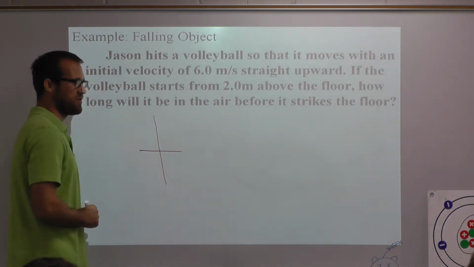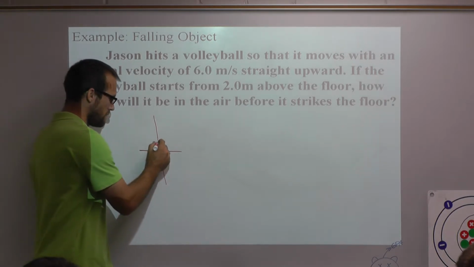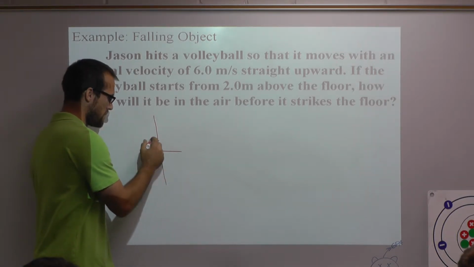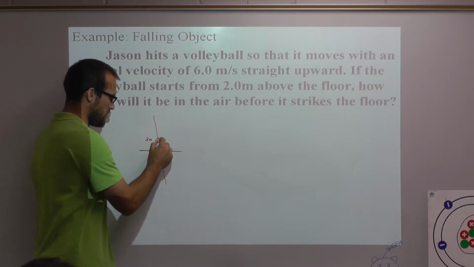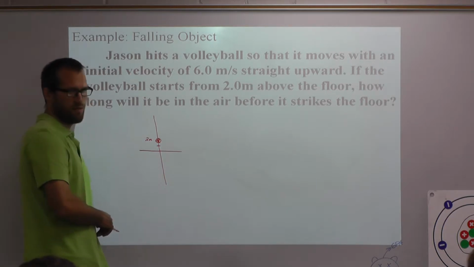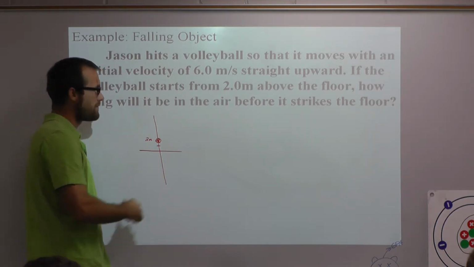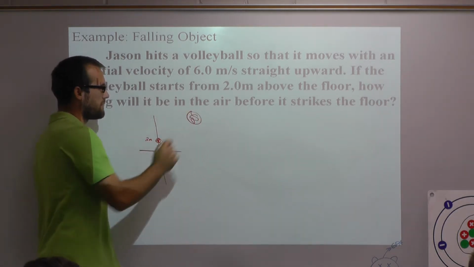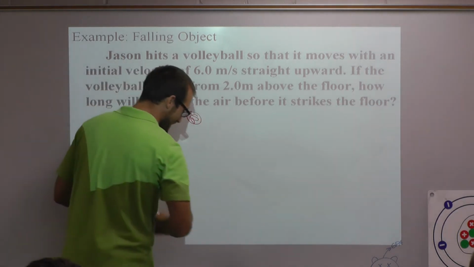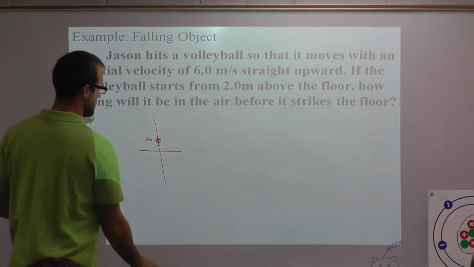Where was our initial position? 2 meters above the floor. There's our initial volleyball. I don't know how you draw a volleyball. It's like three lines, like a brick house. I don't know how to do a volleyball, so we'll just do a baseball.